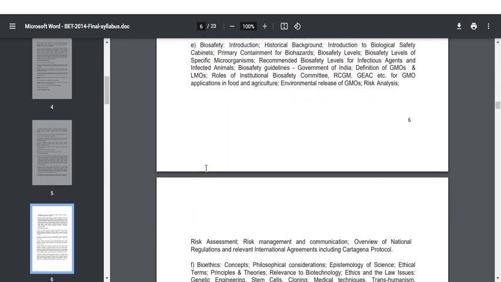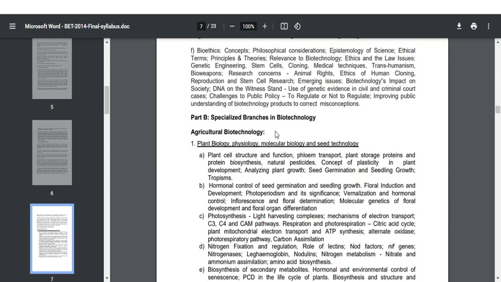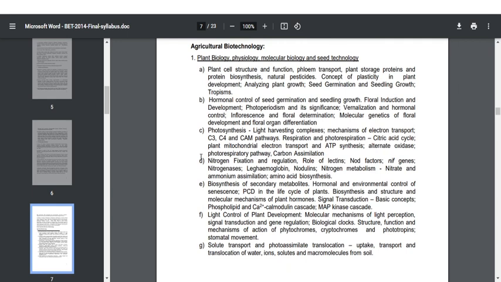Next, with regard to the specialized branches of biotechnology, first is agri-biotech, which is very important. Both plant biotechnology and physiology are very important. Questions will come from the C3, C4 and CAM pathways. Questions will come from light control of plant development. So you need to study section B, section C, section D and section F. At least try to know about secondary metabolites.